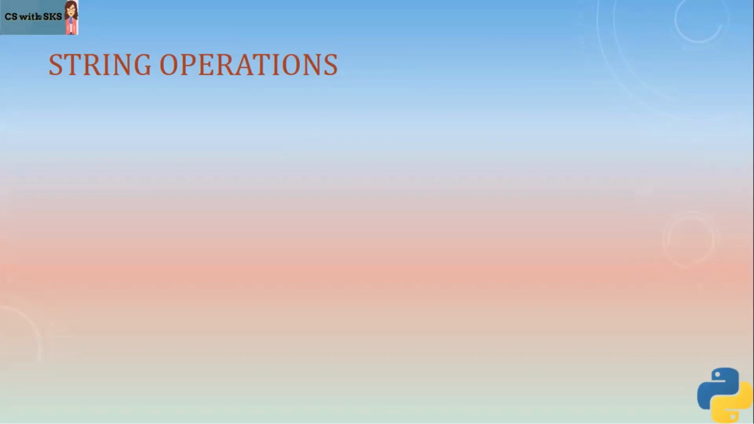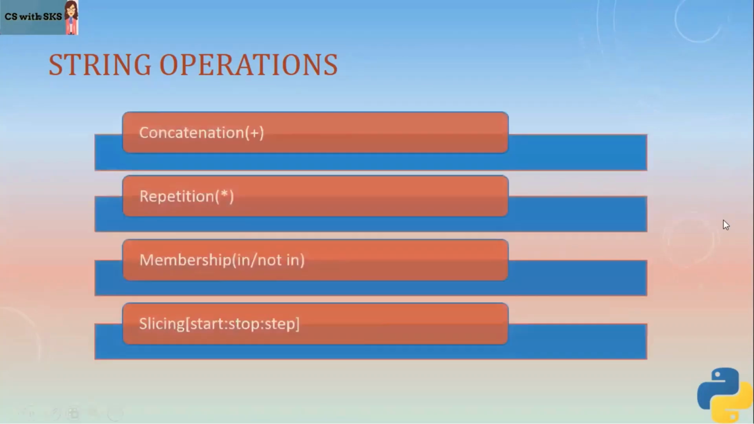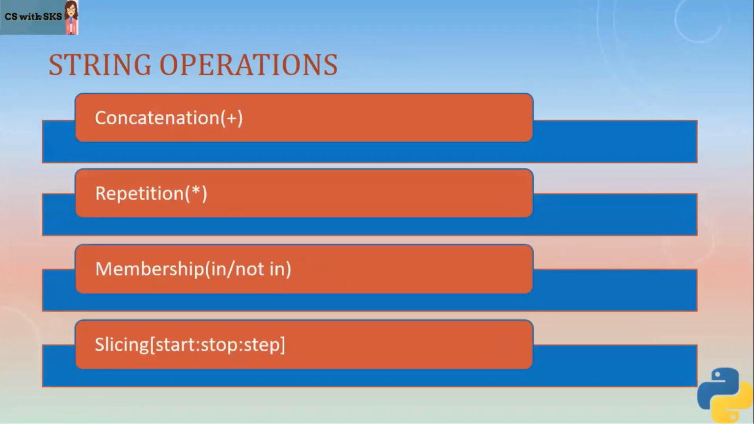Now let's understand various operations that we can perform on Python strings. So we have concatenation, which means adding two strings together, and for this we have the plus sign. Repetition, where we multiply a string with some integer, right? Membership, in and not in. And then we have slicing. We'll understand these operations one by one in the coming slides.